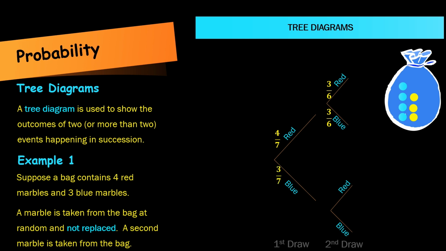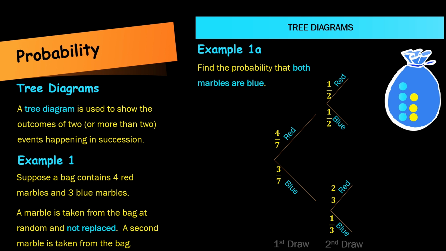Now, if we go down the blue route on the first draw, the probability of drawing a blue is 3 out of 7, as shown. But once we've taken a blue marble, we have to eliminate that from the bag. And so we have 4 red marbles left and 2 blue marbles left. So the probability of drawing a red in this scenario is 4 out of 6. And the probability of drawing a blue on the second draw, of course, is 2 out of 6. And of course we can cancel as shown.